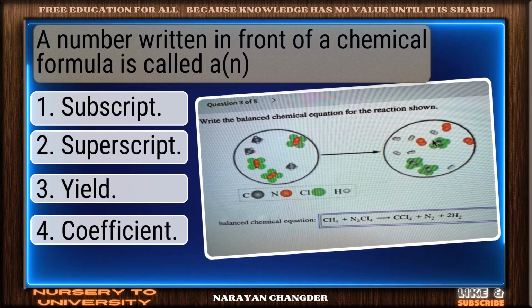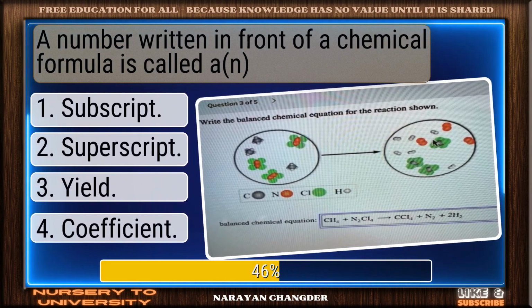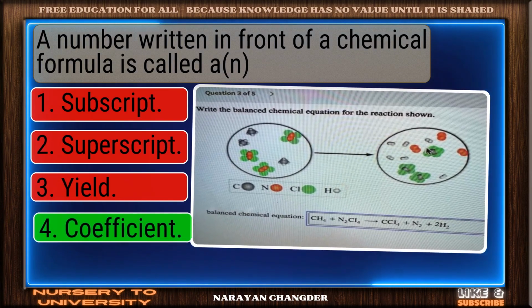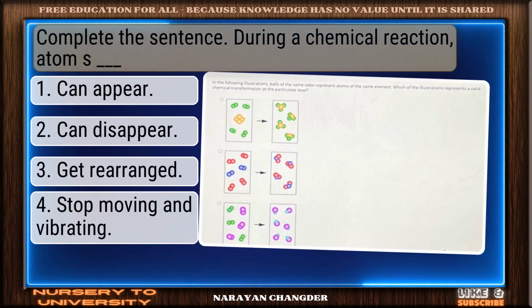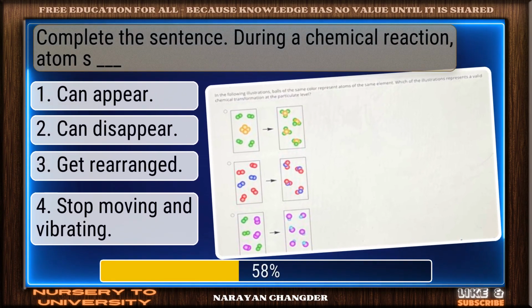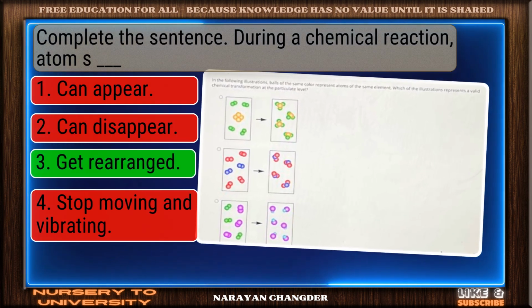A number written in front of a chemical formula is called a... Well reasoned. Coefficient is the correct choice. Complete the sentence. During a chemical reaction, atoms dash. Bravo. Get rearranged is the answer.